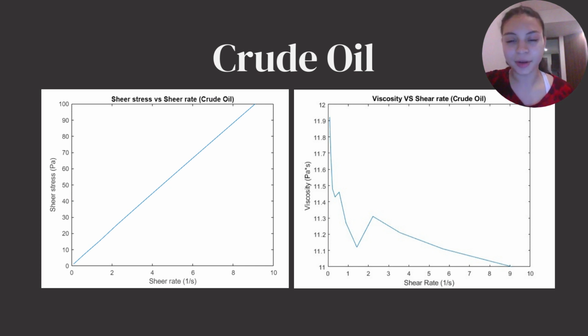In order to understand better the results given by the rheometer, these were organized in graphs in MATLAB. The one on the left shows the shear stress versus the shear rate for crude oil, and it can be seen that there is an increase in the shear stress as the shear rate increases. The graph on the right shows the viscosity against the shear rate, and it can be affirmed that the viscosity for crude oil is very high and that it decreases as the shear rate increases.